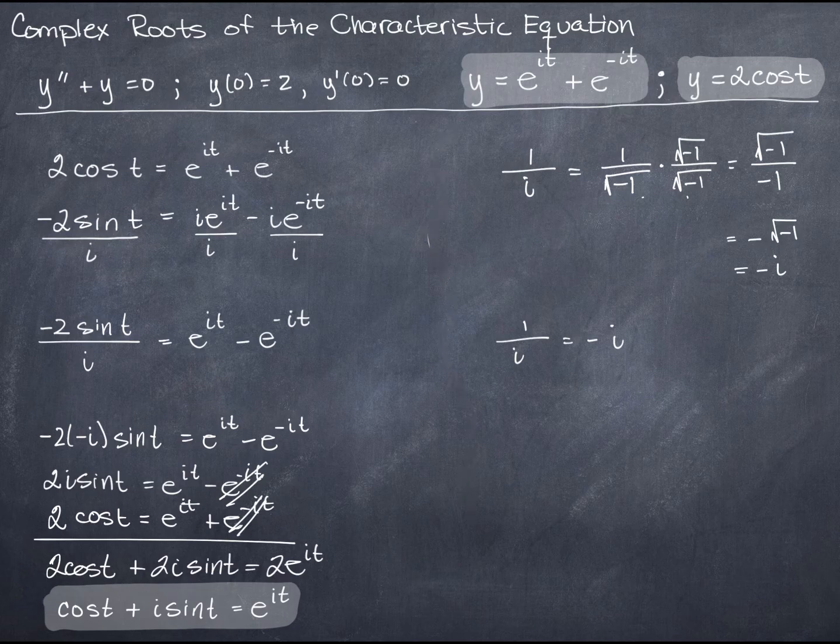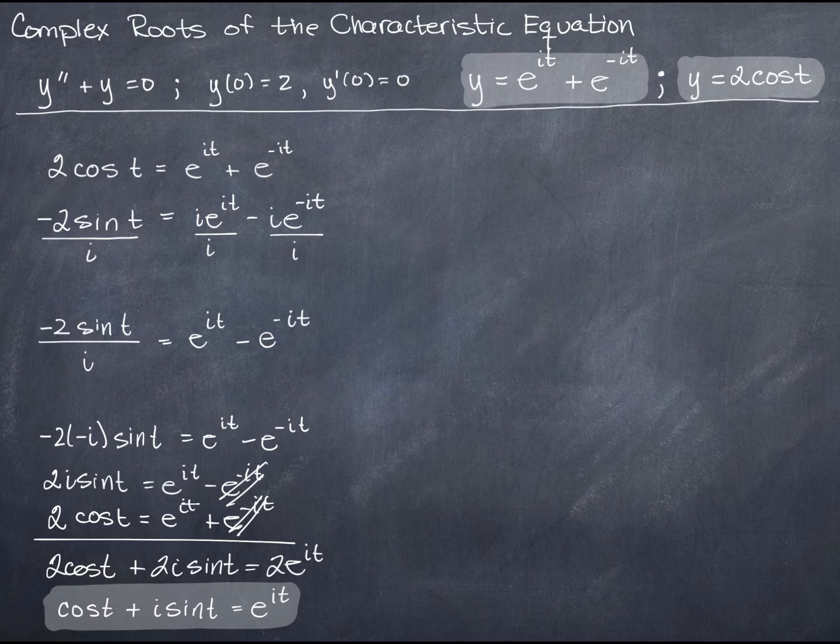But what we're interested in now is how we can use this formula to further our exploration of what happens when we have complex solutions to the characteristic equation of differential equations. Before we dive too much into that, though, I'm going to make a list of variations of this formula. We have this one, cosine of t plus i sine of t equals e to the it. Actually, let me rewrite that. I'm going to write this so that the e to the it is over on the left-hand side.